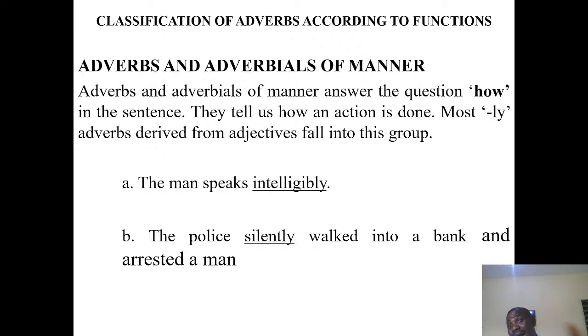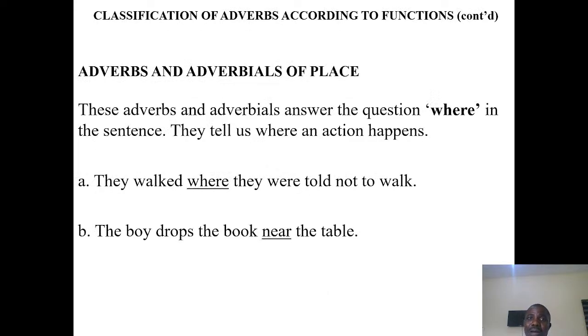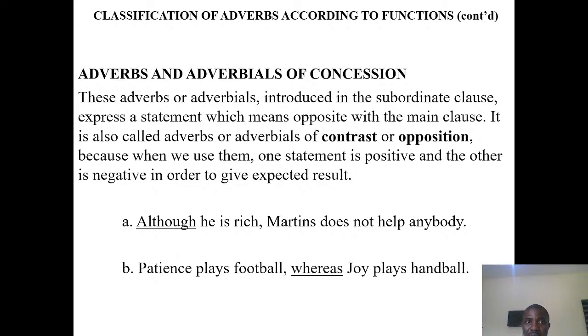This one answers the question how. The man speaks intelligibly. How does the man speak? Adverb and adverbial of time is when. It's talking about time. The lecturer will soon come. What time will the lecturer come? Soon. I will go to class early. What time will you go? Early. Adverb and adverbial of place. This one talks about where. The book is under the table. Where? Under. The boy dropped the book near the table. Where? Near the table.